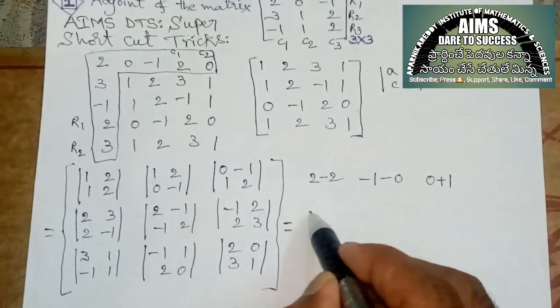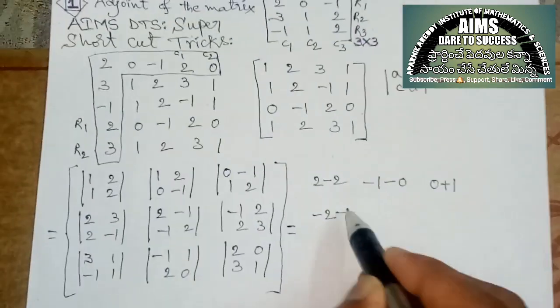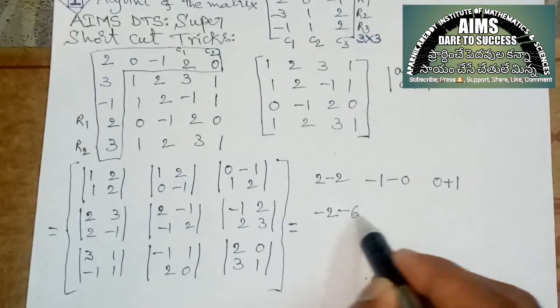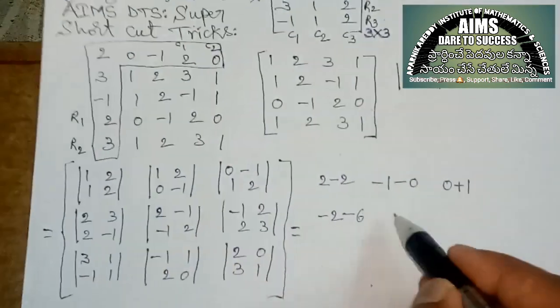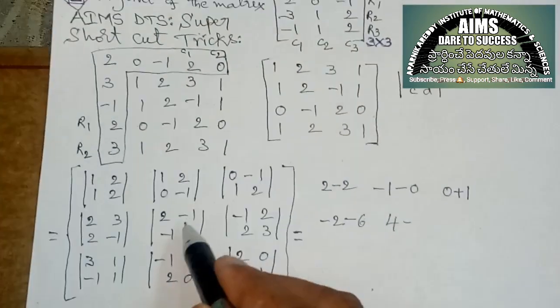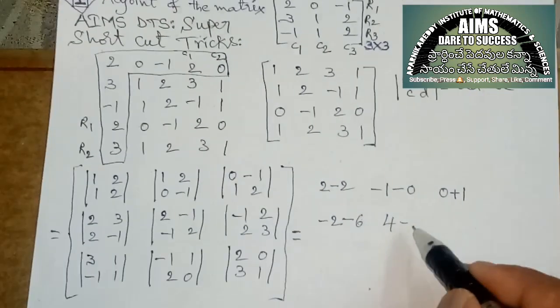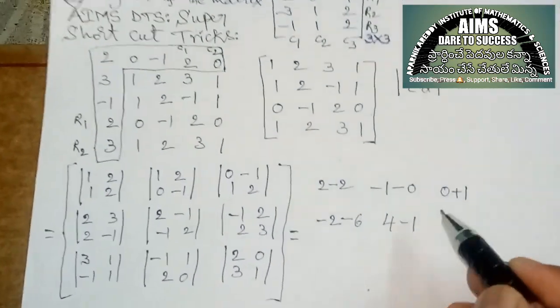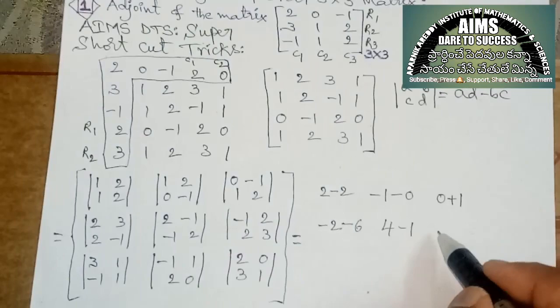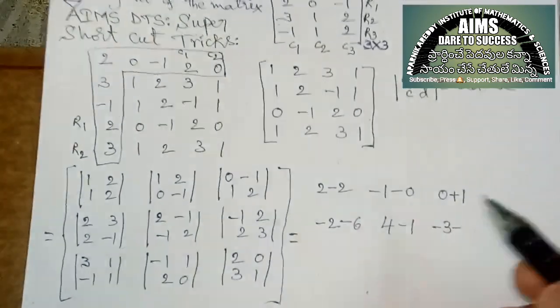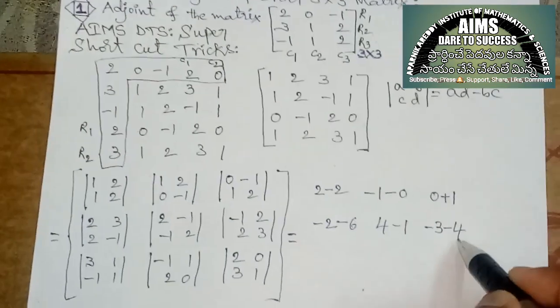2 into minus 1 is minus 2. After that, minus 2 into 3 is 6. After that, 2 into 2 is 4, minus, minus 1 into minus 1, minus into minus is plus, 1 ones are 1. After that, minus 1 into 3 is minus 3. After that, minus 2 twos are 4.